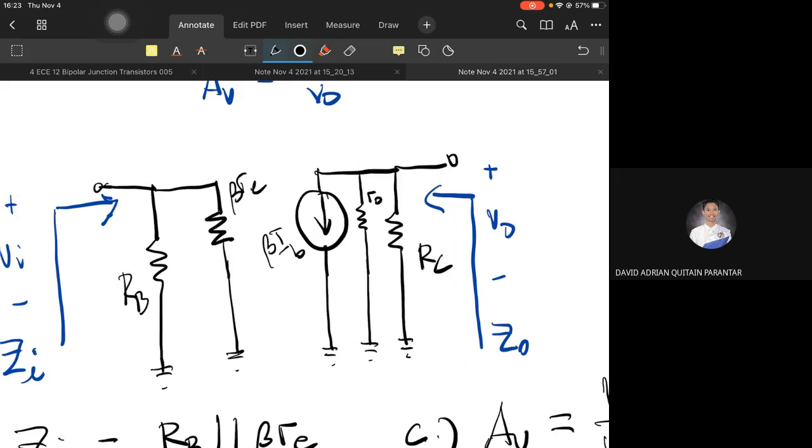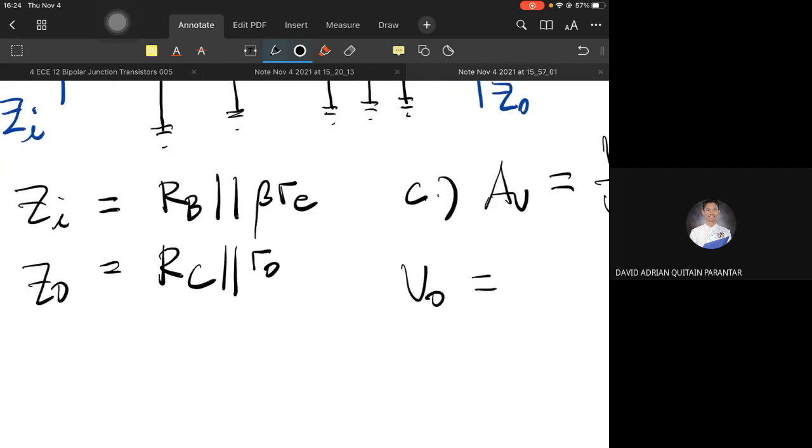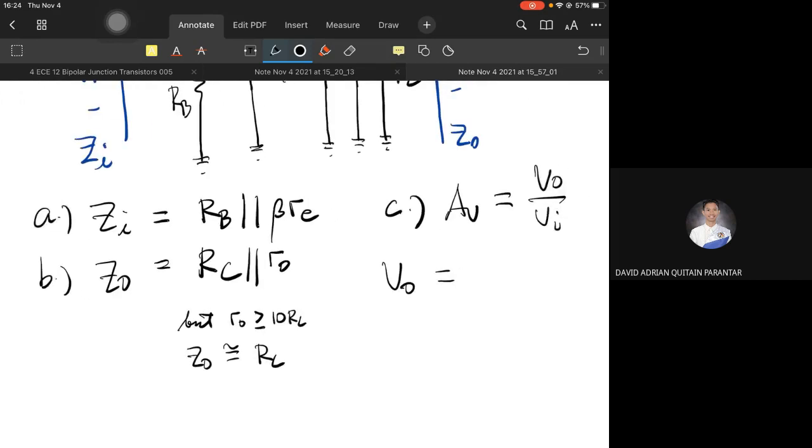But there is an approximation. If RO is very much greater than, about 10 times, RC, then ZO is approximately equal to RC. I think that is also in the summary table for AC analysis. RO is given, so there is no need to worry where it came from.